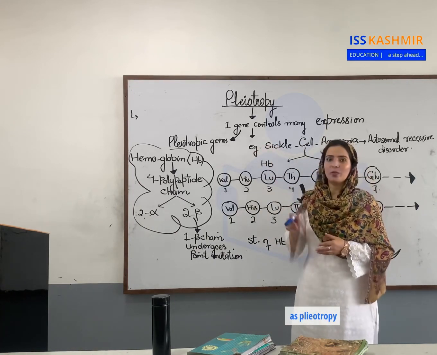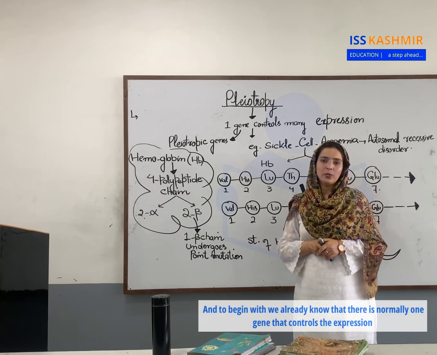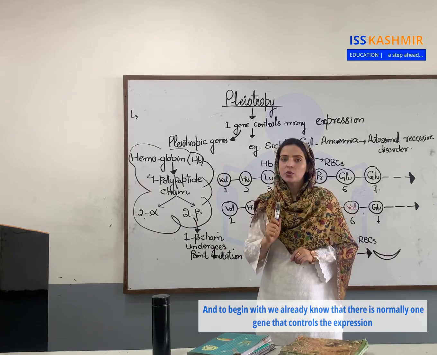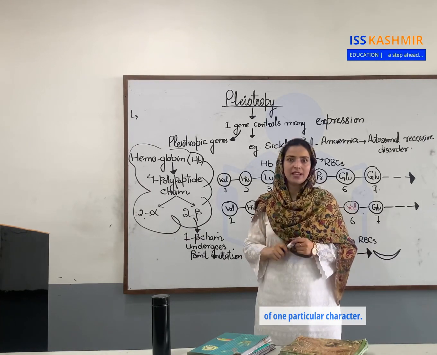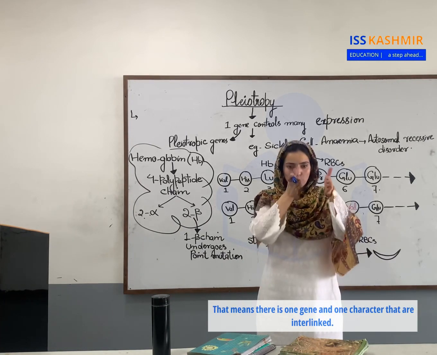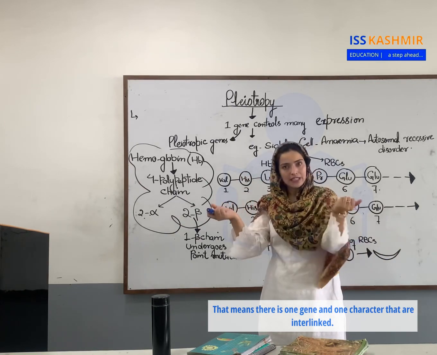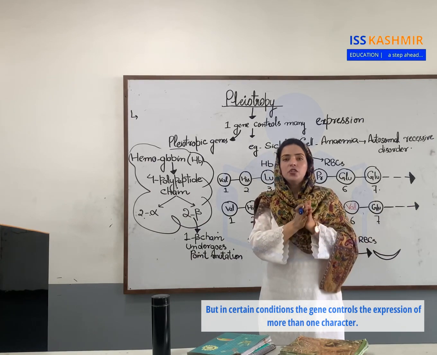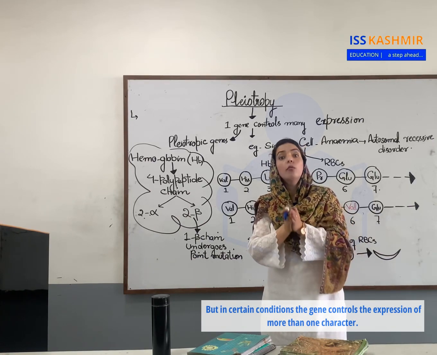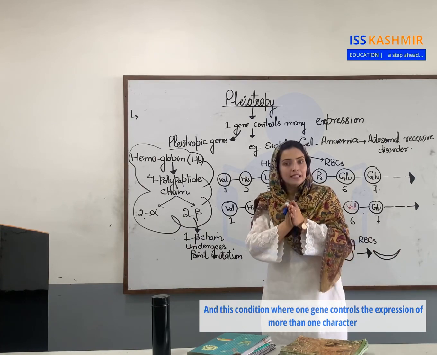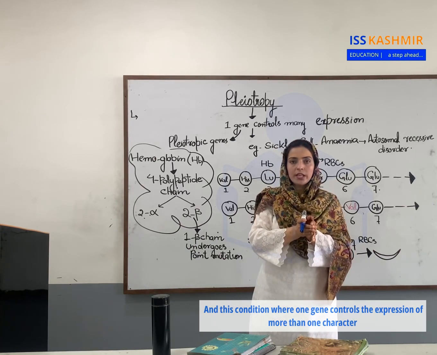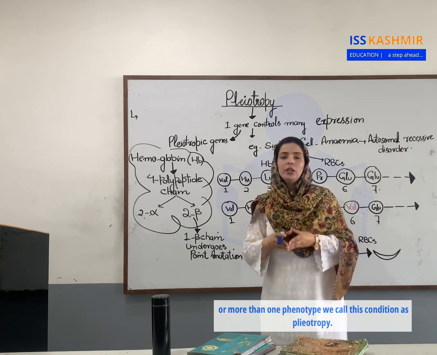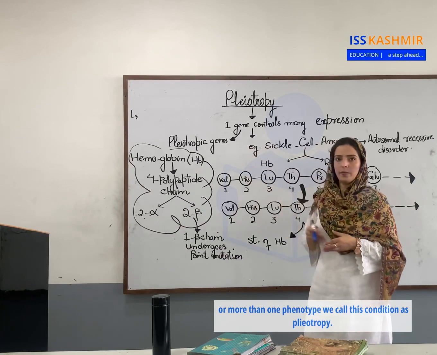So today we are discussing a very important phenomenon in genetics, and we call that phenomenon pleiotropy. To begin with, we already know that there is normally one gene that controls the expression of one particular character. That means there is one gene and one character that are interlinked. But in certain conditions, the gene controls the expression of more than one character. And this condition where one gene controls the expression of more than one character or more than one phenotype, we call this condition pleiotropy.